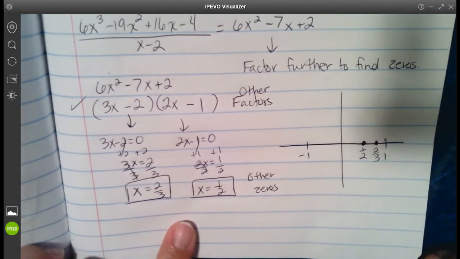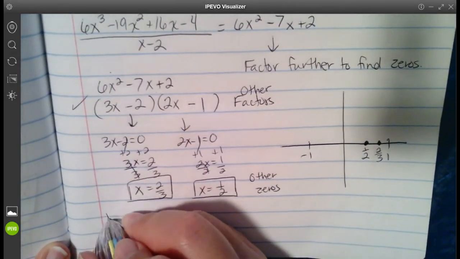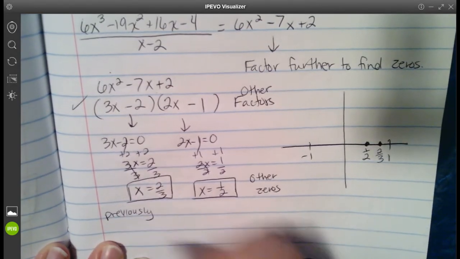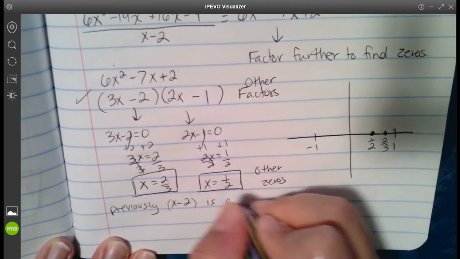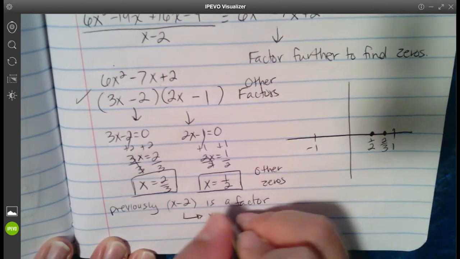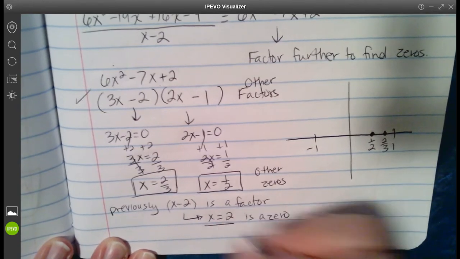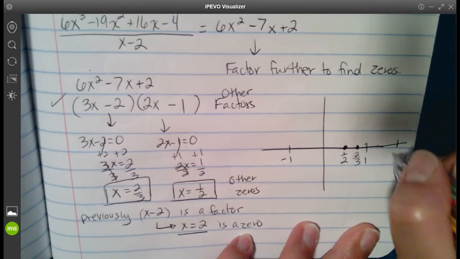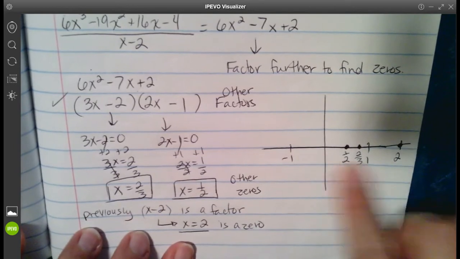Okay, and then I know that x minus 2 is a factor. So this is from, we could say previously, because we already have this information. Okay, x minus 2 is a factor, which means that x equals 2 is a 0. Okay, so 2 is going to be somewhere over here. Oh, it's kind of crooked, sorry. So there's my 2. Okay, so there are my zeros.